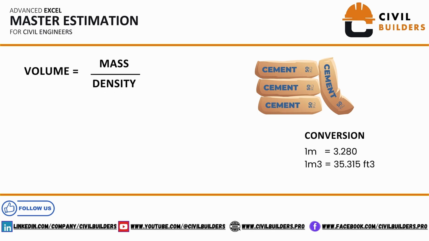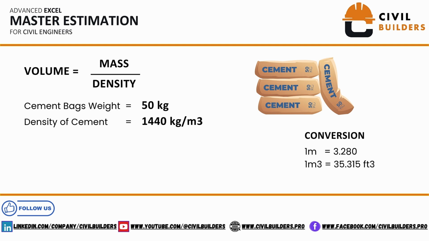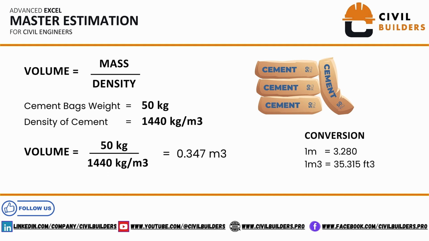We knew that one bag of cement is 50 kg and the density of cement is 1440 kg per cubic meter. By inputting these values in the formula, volume equals mass over density, we got the value 0.374 cubic meter. To convert this value into cubic feet, we need to multiply it with 35.315. Then we got the volume 1.226 cubic feet.